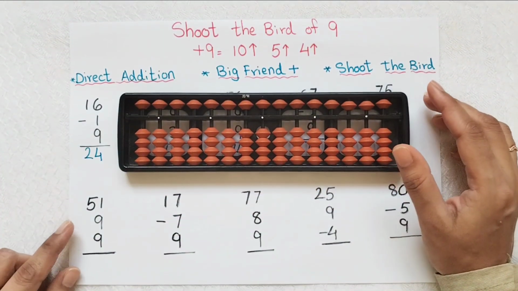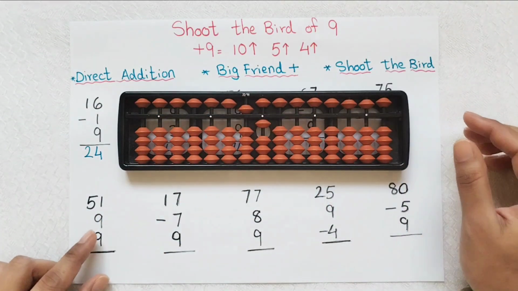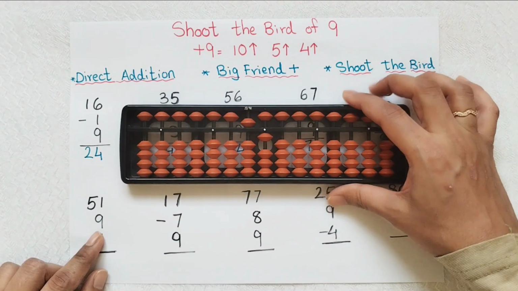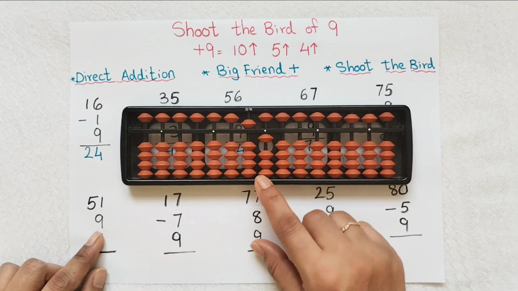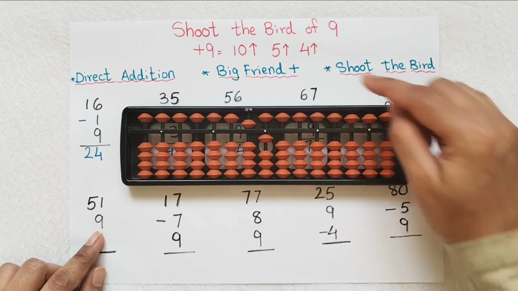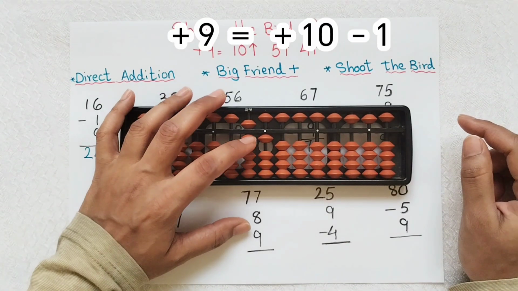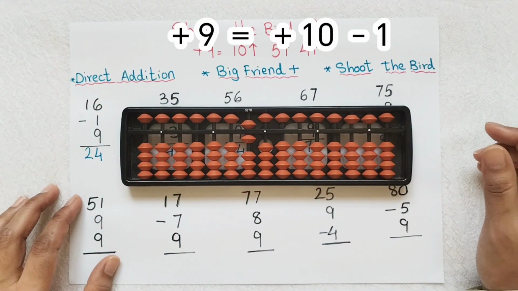Next one. 51 plus 9 plus 9. 51. Now plus 9. Again, can I use direct addition? No, I can only add 8. I cannot add 9. So I have to use big friend addition. So the formula is plus 10 less 1.